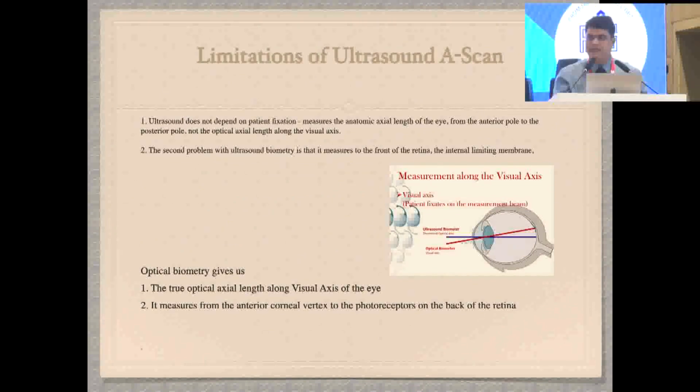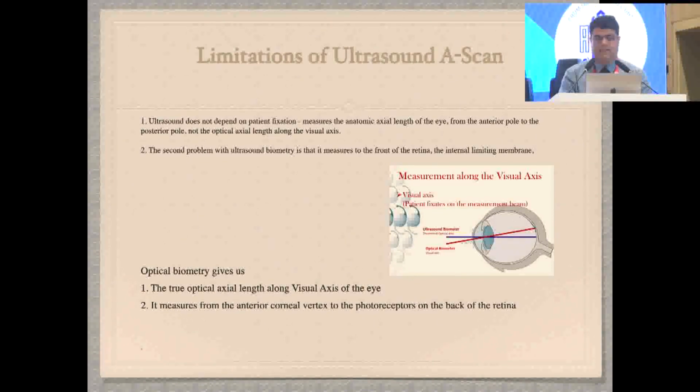But there are limitations of ultrasound A-scan. It doesn't depend on patient fixation. It just measures the anatomical axial length of the eye from the anterior to the posterior pole and not along the visual axis of the eye. So this is one limitation of A-scan. The second problem with ultrasound biometry is that it measures in front of the retina, that is from the internal limiting membrane. Whereas if you look at optical biometry, these two problems are solved.